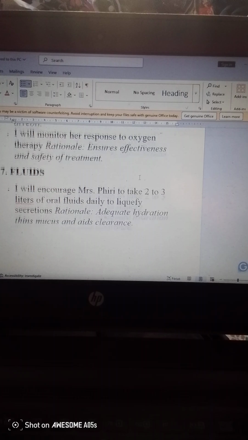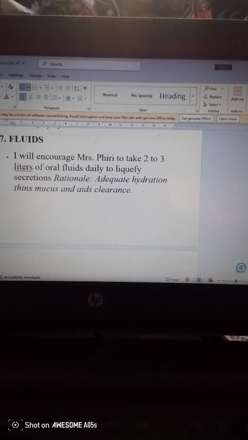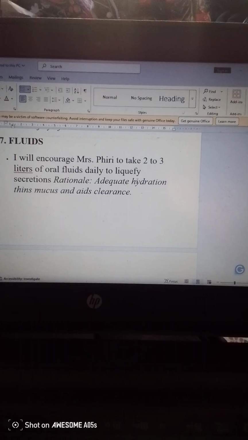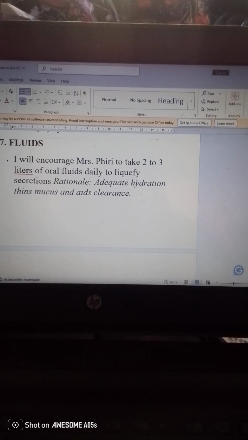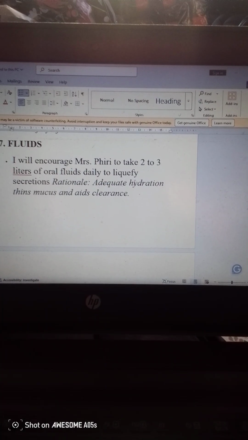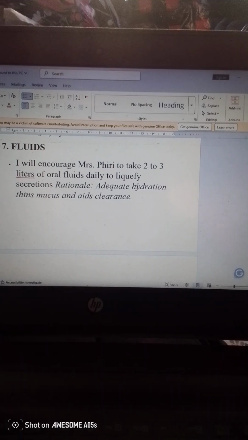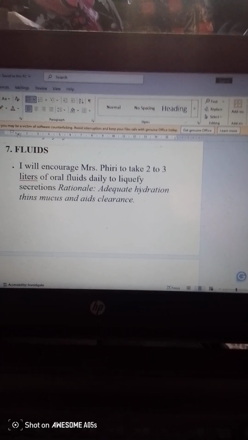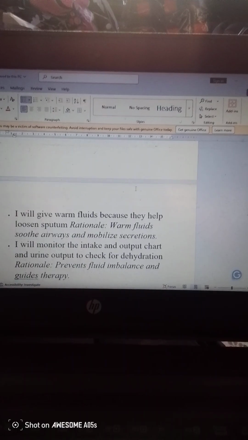So the other part under our nursing management, we're going to focus on fluids. So this is what we're going to conclude on today. So under fluids, I'll encourage Mrs. Perry to take 2 to 3 liters of oral fluids daily to liquefy secretions. So adequate hydration thins mucus and aids clearance.